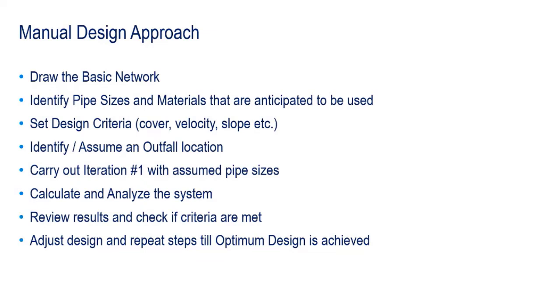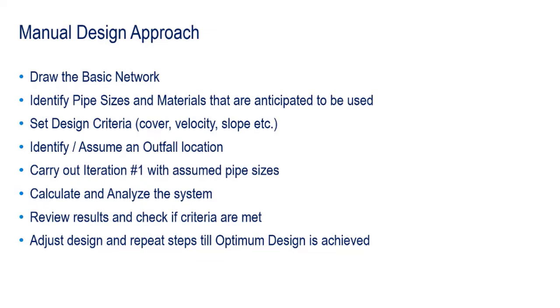Identify or assume an outfall location. So if you have an existing outfall location, then you can use that. Otherwise you need to assume an outfall location. Then carry out iteration number 1 with assumed pipe sizes.